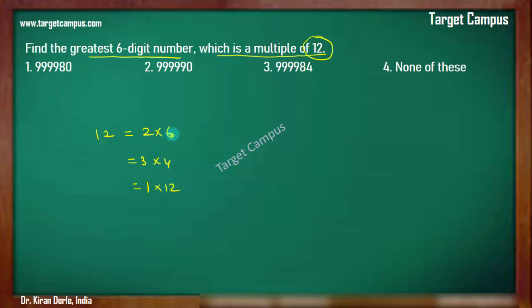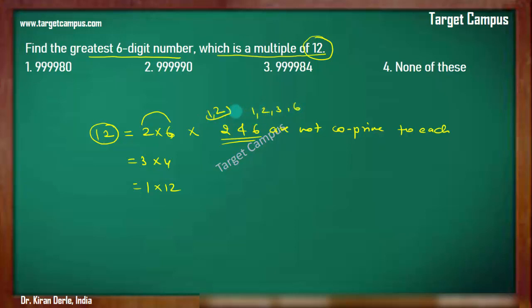Now, you cannot check the divisibility of 12 with 2 and 6, because 2 and 6 are not co-prime to each other. If you want to check the divisibility of a composite number, these factors should be co-prime to each other. Co-prime is what? Factors of 2 are 1 and 2, and of 6 are 1, 2, 3 and 6. So apart from 1, 2 is also common between them. That's why they are not co-prime.